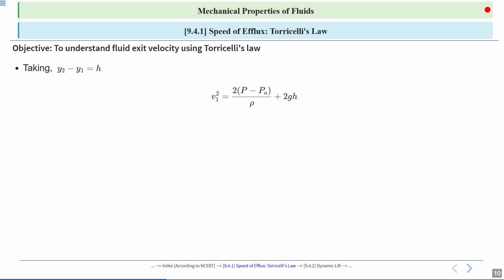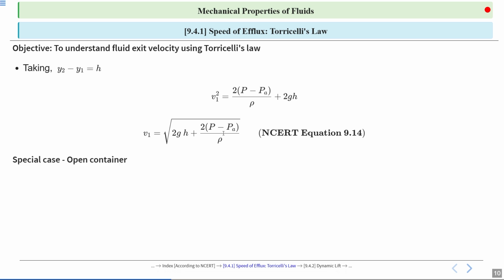Here V1 is the exit velocity, P is the pressure at the fluid surface, PA is the atmospheric pressure, rho is the fluid density, g is the acceleration due to gravity, and H is the height. So if we solve for V1, we get V1 equal to the square root of 2gH plus 2 into (P minus PA) divided by rho. This is the important equation.